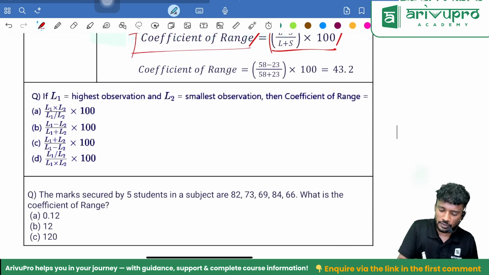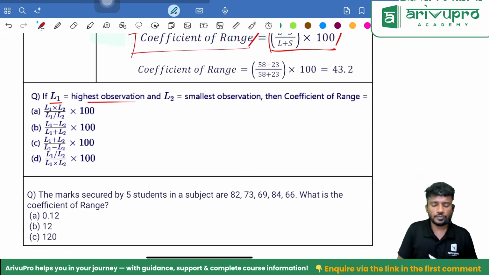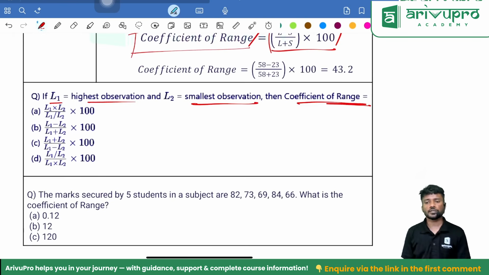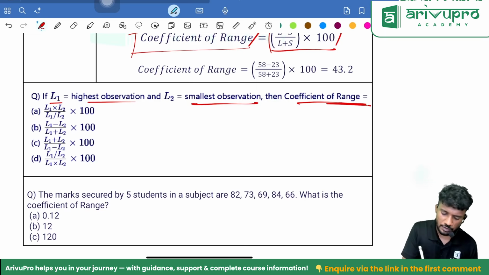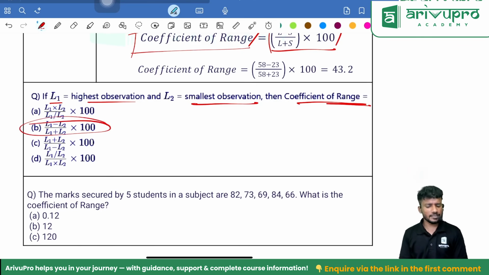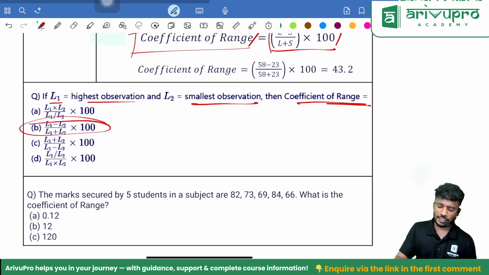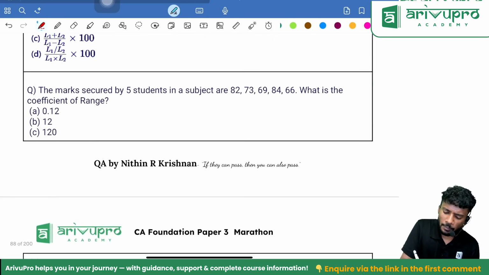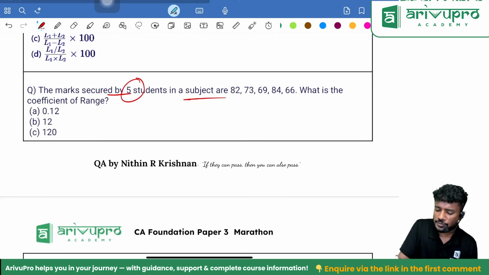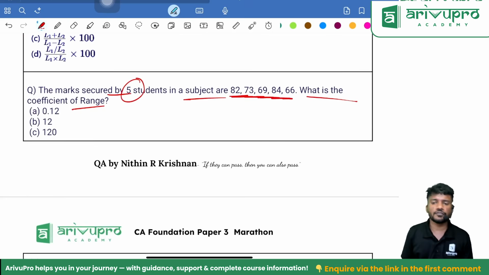Now, look at this question. L1 highest observation, L2 smallest observation. Coefficient of range is what? Which option? Largest minus smallest divided by largest plus smallest into 100. Now, the marks secured by 5 students in a subject are 82, 73, 69, 84 and 66. What is the coefficient of range?